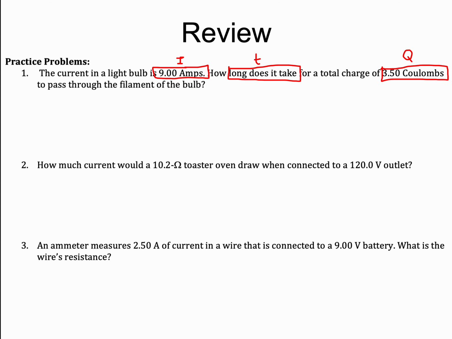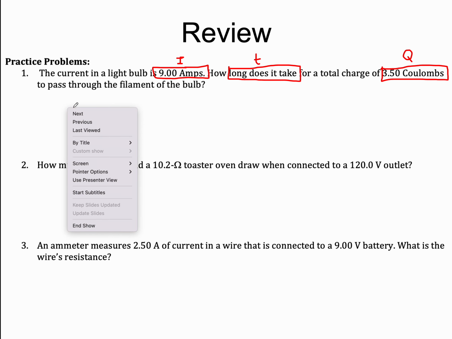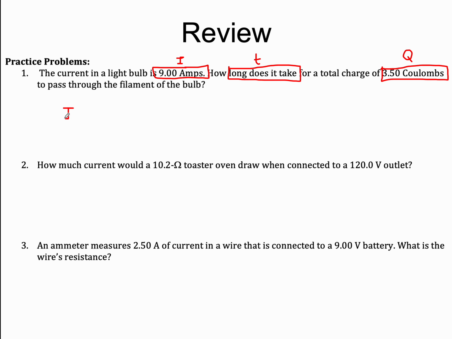So immediately you should go look back at your table. What equation has I, T, and Q in it? Yeah, and you're like, Ms. Clomer, it's too easy. I know, forgive me, I'm going to go do this slow. Current is defined as the rate of flow of charge over time. And so we can actually solve this. Whoops, sorry for my splotch there. We know the current is 9. We know the charge is 3.5 coulombs, and we're looking for time.